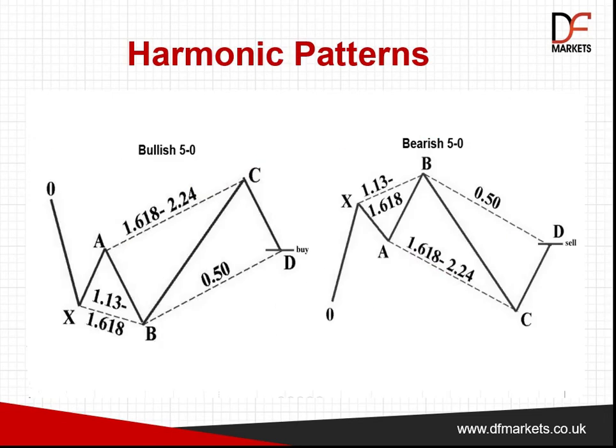5.0 pattern. The 5.0 pattern is quite a unique harmonic pattern due to its structure, which involves an extension from B to C and then a retracement from C to D, which is the final reversal point. This pattern is often found at key trend change locations and can be a great way to capture a reversal.